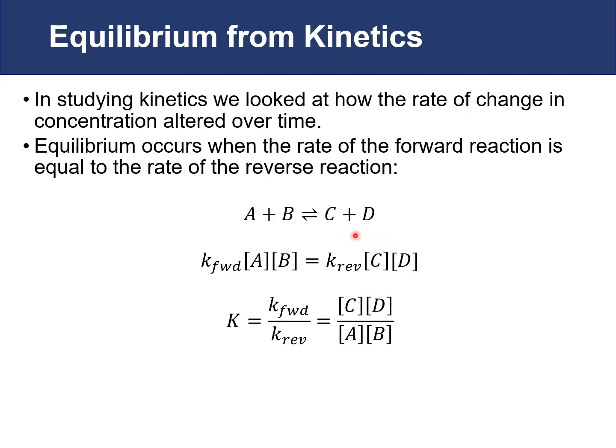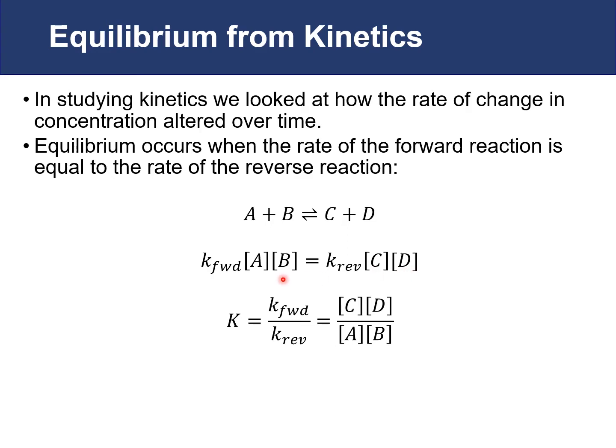But as the reaction proceeds, the concentrations of A and B decrease as they are converted into our products. Because they are being converted into C and D, the values for C and D increase. There will be a point at which the concentration of A times the concentration of B times the rate constant for the forward reaction is equal to the rate constant of the reverse times the concentration of C and D.